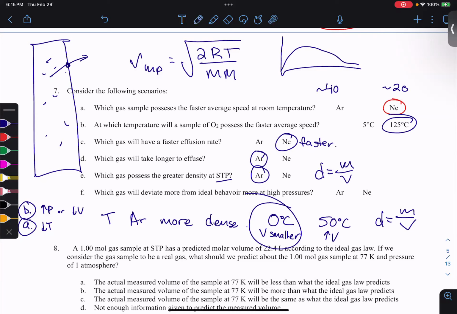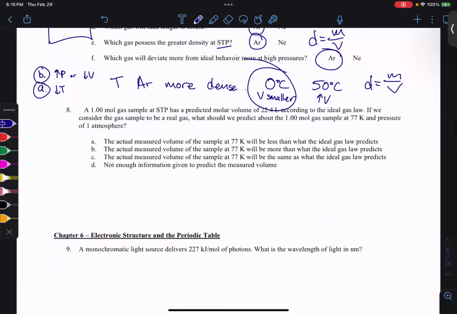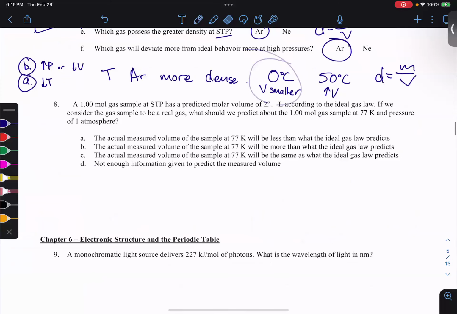So what do we care about here at high pressure, the A term or the B term? The B term. So which one deviates more? The heavier one, so argon. Yes, argon has the bigger B term. That's basically what I'm asking, but you had to figure out, oh, she's asking about the B term, so I just need to look at size. All right, finally.